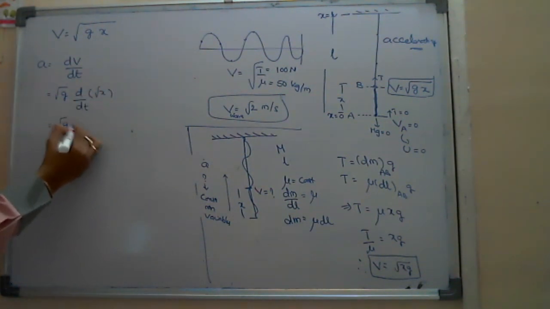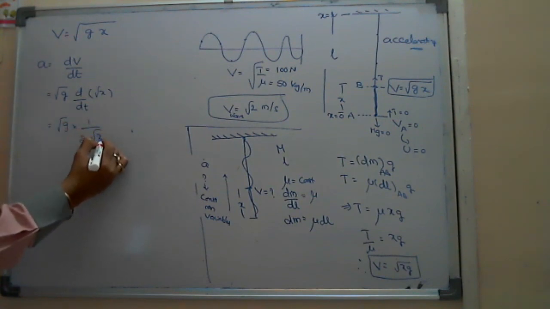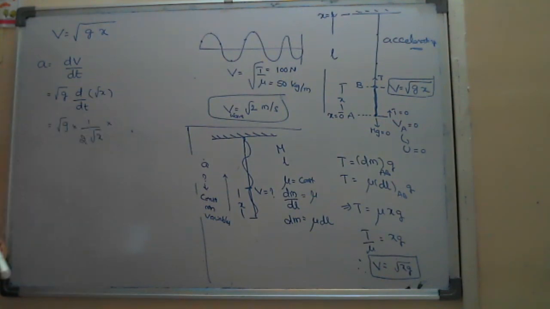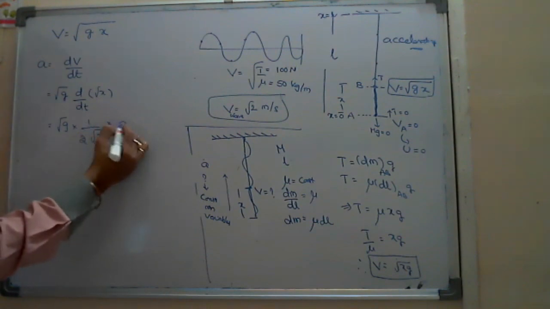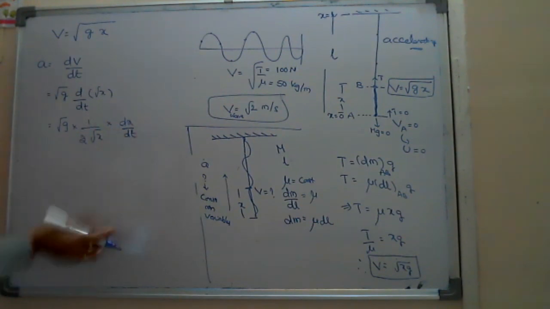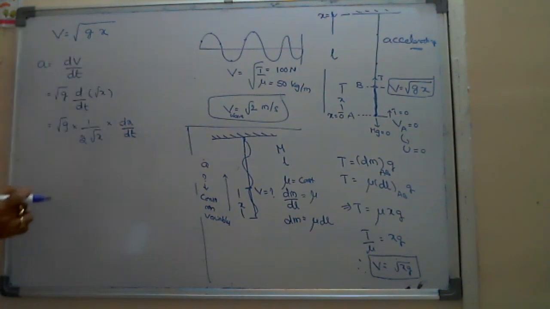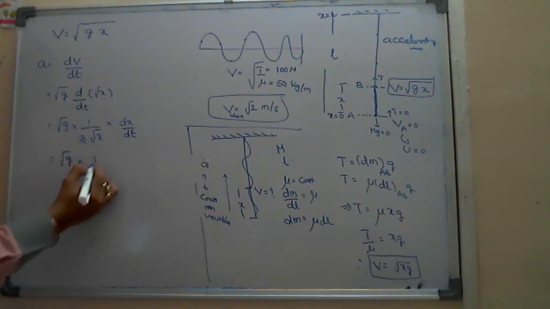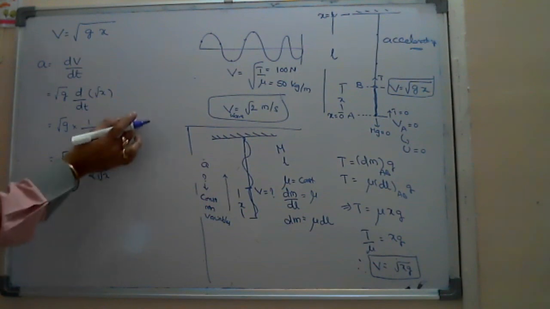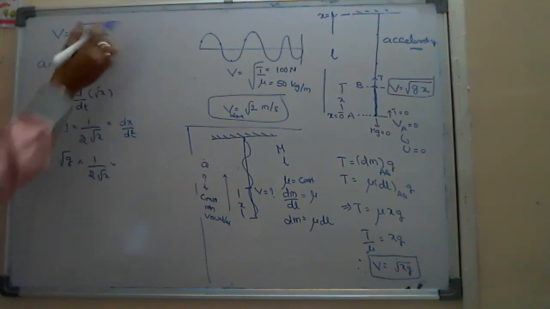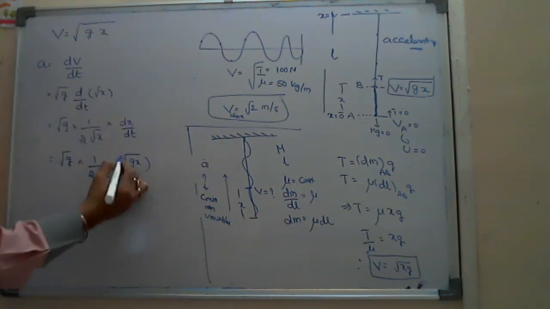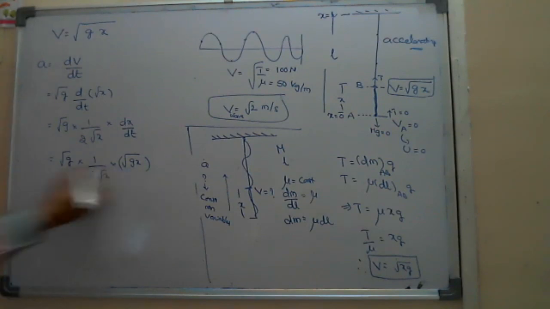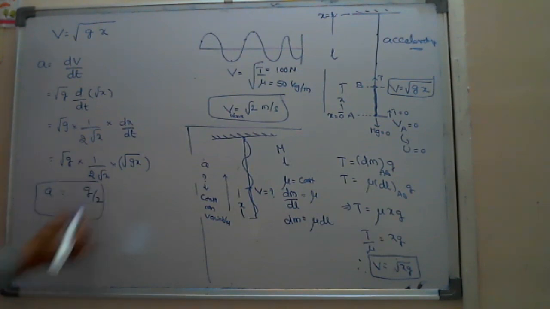So root g into 1 by 2 root x into dx by dt. Again, dx by dt is the velocity, so we substitute that velocity, which is root of gx. Root x cancels, and you get half g, that is g by 2. It is the acceleration.